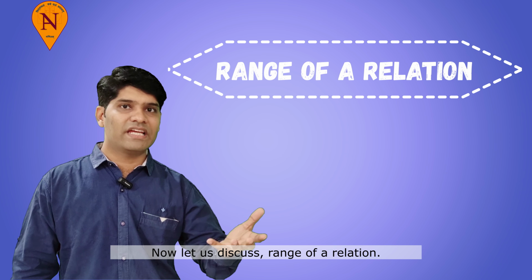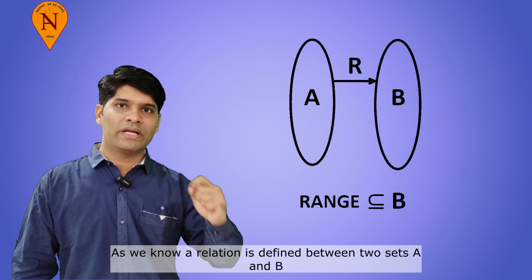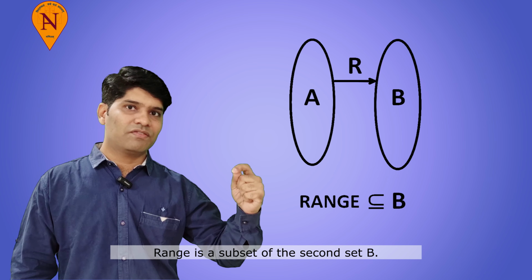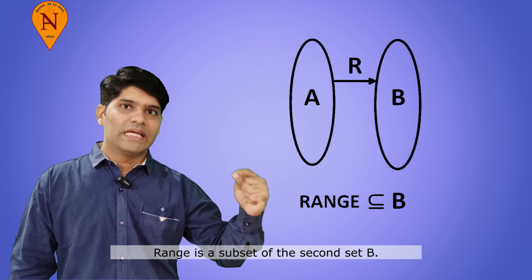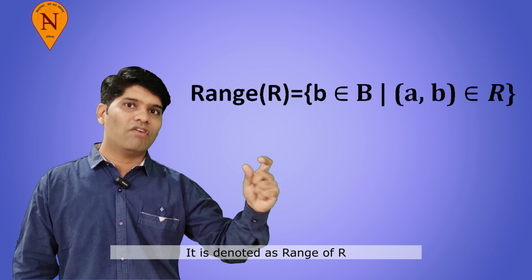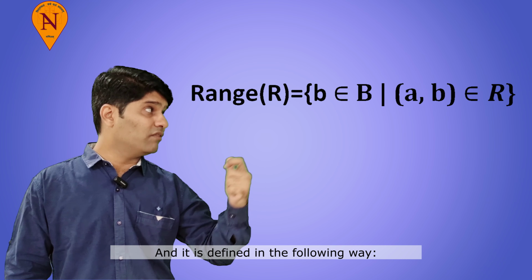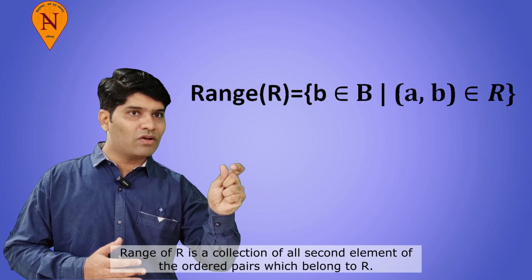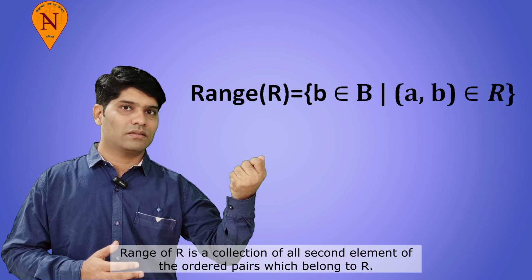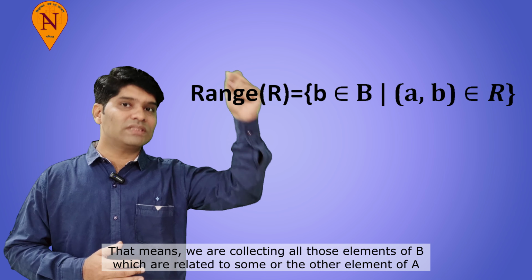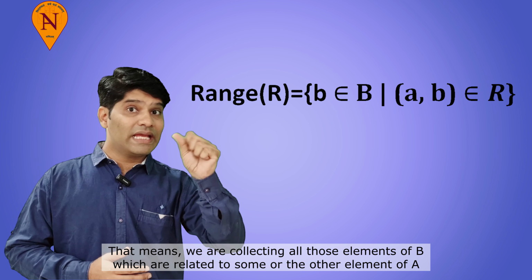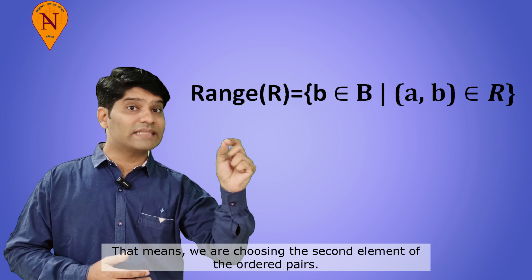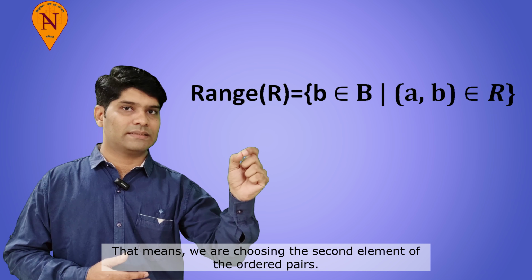Now let us discuss the range of a relation. As we know, a relation is defined between two sets A and B. Range is a subset of the second set B. It is denoted as range of R and it is defined in the following way. Range of R is a collection of all second elements of the ordered pairs which belong to R. That means we are choosing all those elements of B which are related to some element of A. That means we are choosing the second element of the ordered pairs.